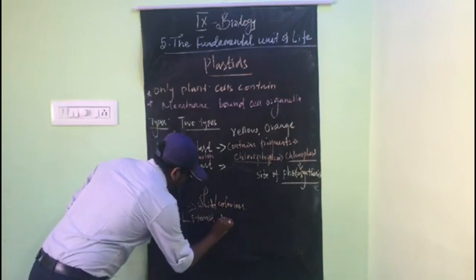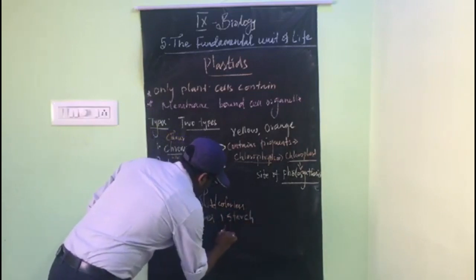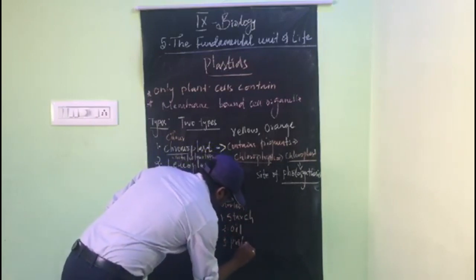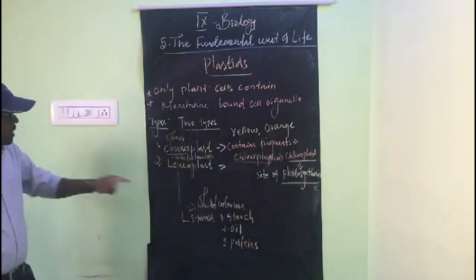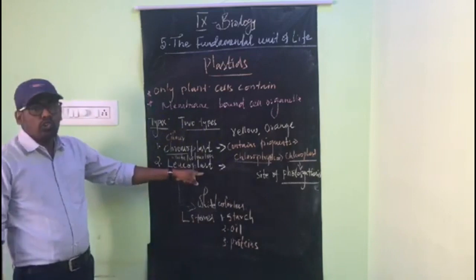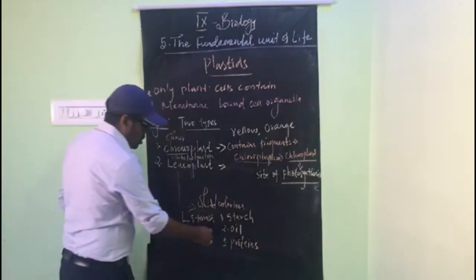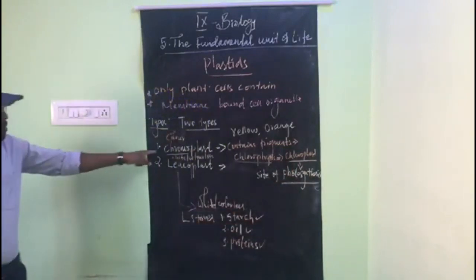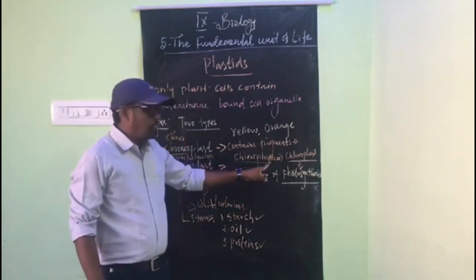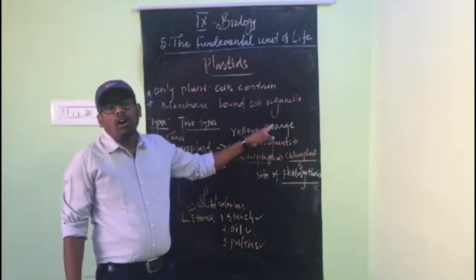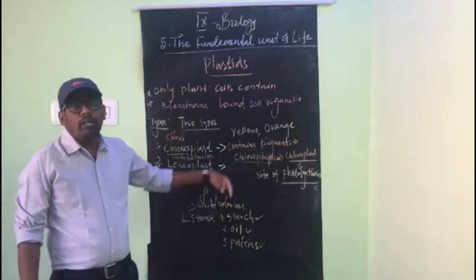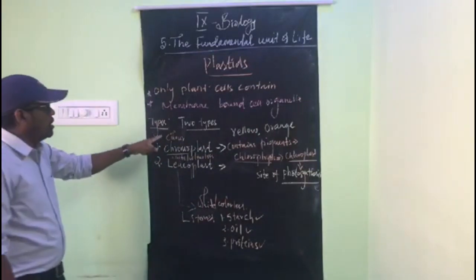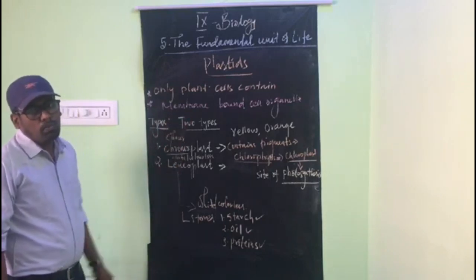It stores starch, oil and proteins. So there are no colored pigments in a leucoplast. So it stores starch, oil and protein. Okay, chromoplast contains pigments. Green color pigment is present, yellow color pigment is present, orange pigment is present. So many pigments are present, so it is called a chromoplast. So there are two types of plastid, chromoplast and leucoplast.